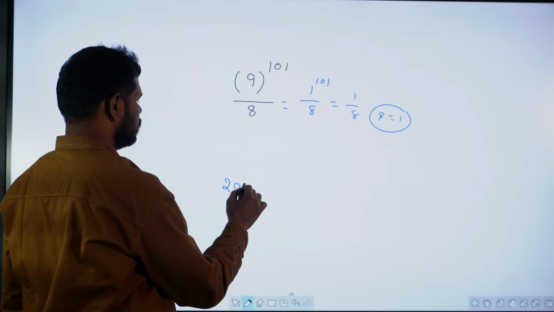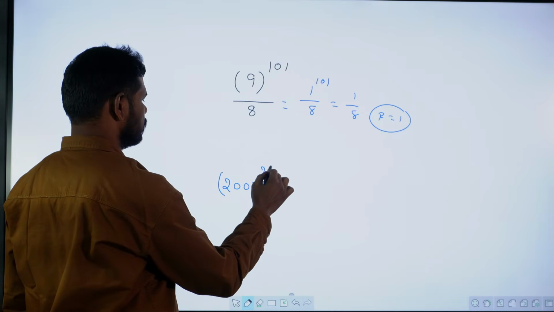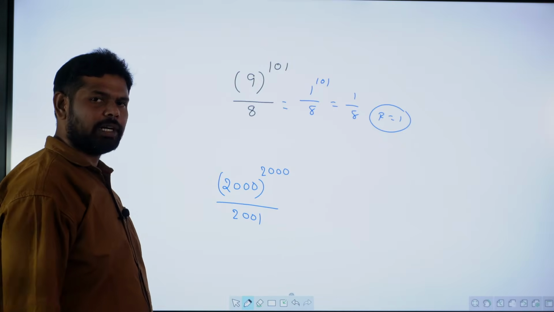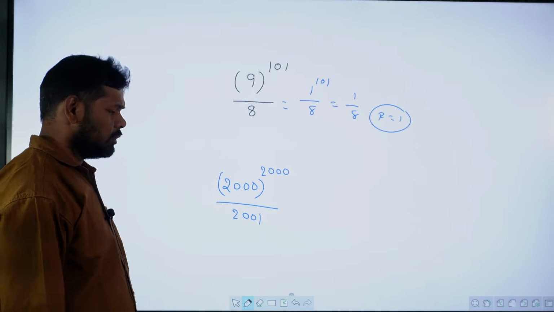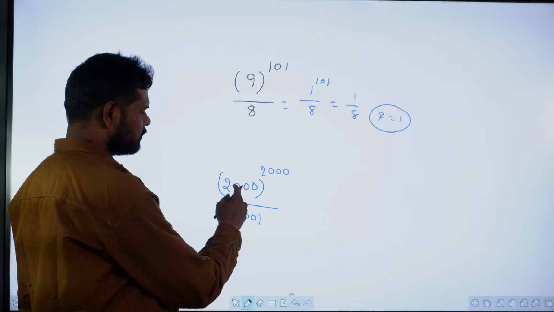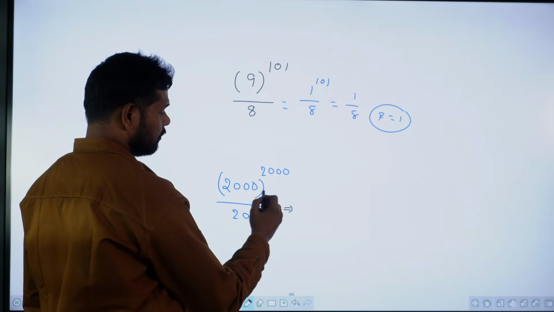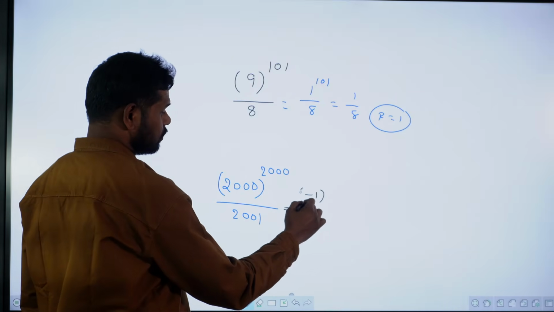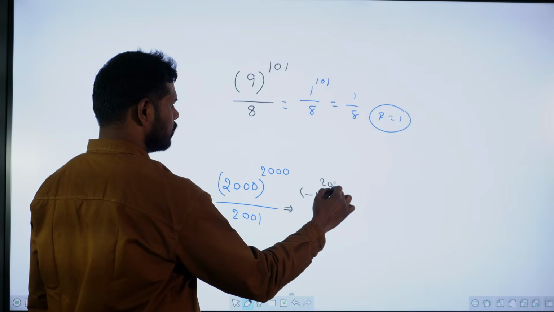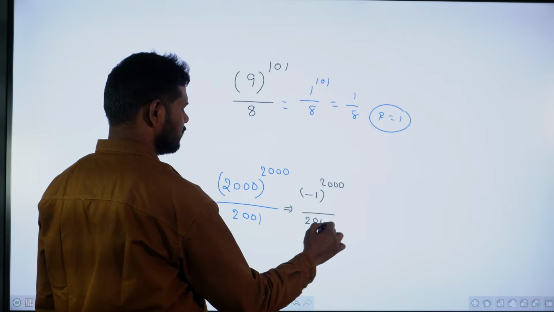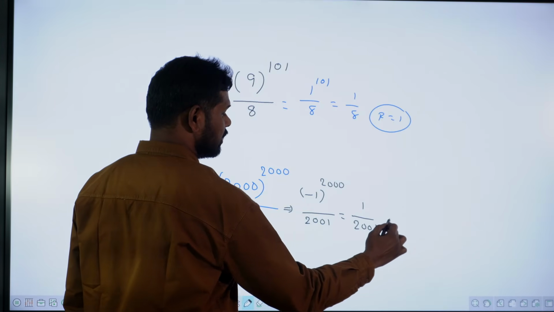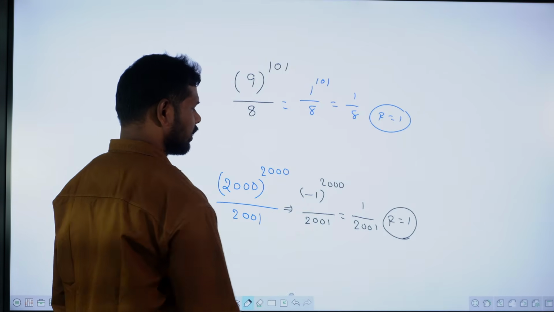Right? 2000 whole power 2000 divided by 2001. What is the remainder? The question is 2000 whole power 2000 by 2001. 2001 once 2001, 2000 minus 2001 means minus 1, so remainder is minus 1 whole power 2000 divided by 2001. Minus 1 whole power an even number, that's why 1 by 2001. Nothing but the remainder is 1 here. That's it.